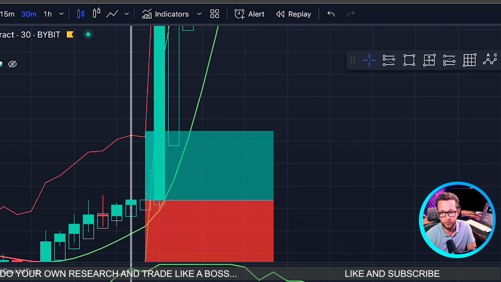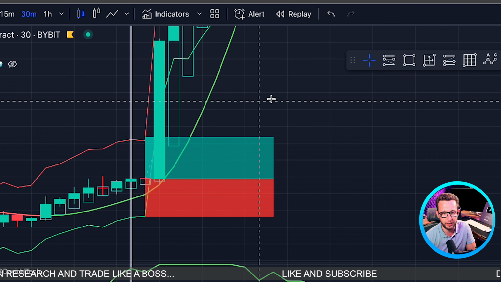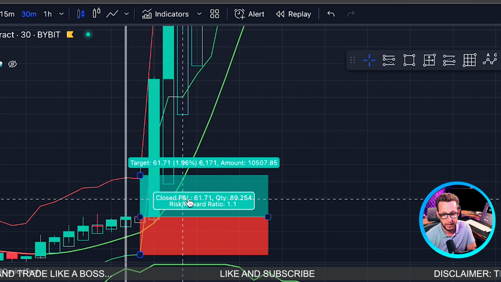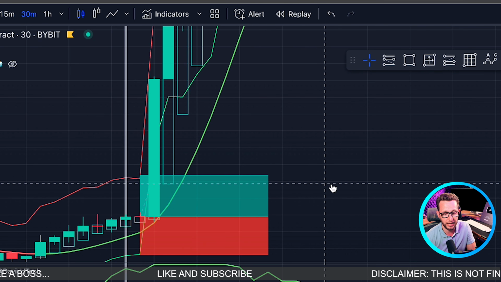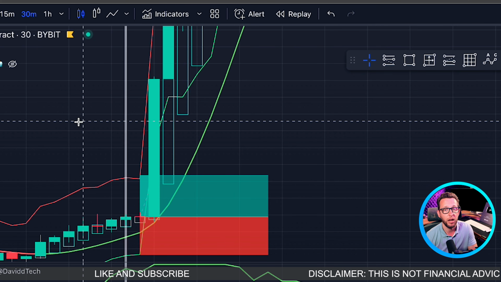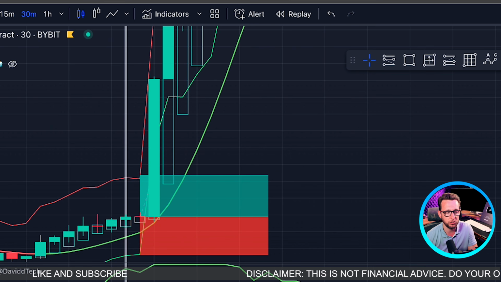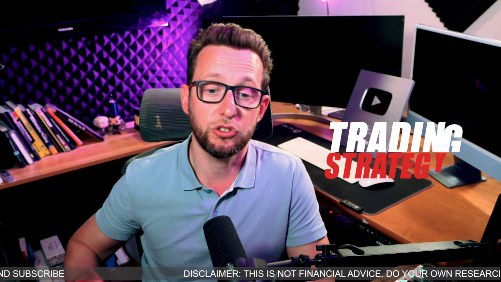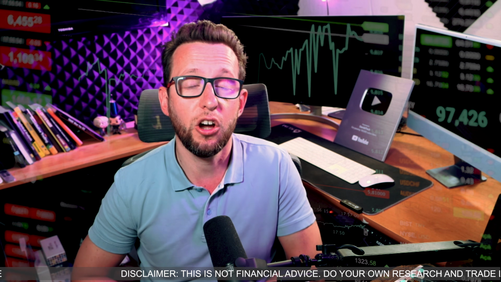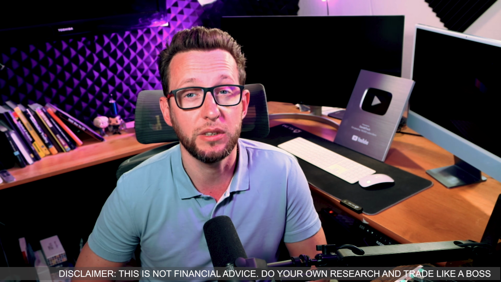Okay, there was our first entry and our first take profit. As you can see, we would have won that trade and we would have taken 1.96% out of the market. Absolutely perfect, and we'll be able to correctly backtest this trading strategy. Okay guys, that is today's trading strategy. I'm going to go away and code it so that we can backtest it all the way back to 2020.